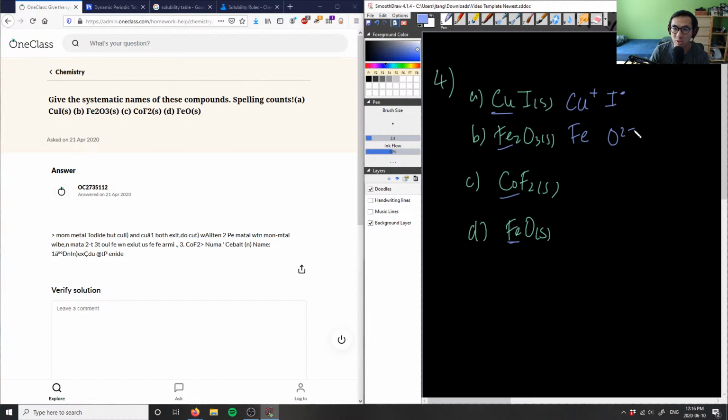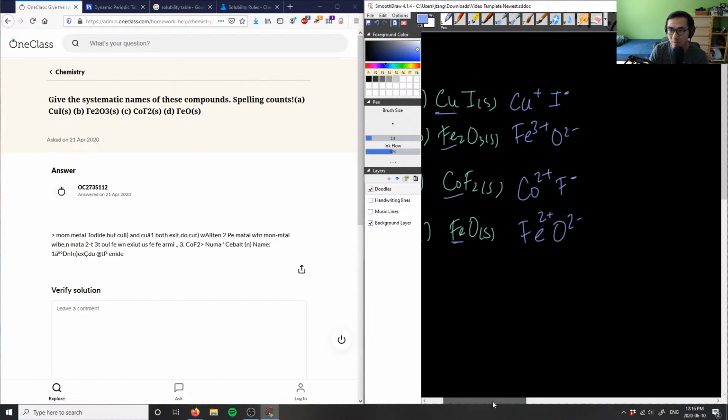If I have a 2 minus charge here, if I do the crisscross method, O3 would make a 3 plus on the iron, right? So I would have 3 plus here, and this would be 2 minus. For CoF2, I have F minus here, and this F has a coefficient of 2, so therefore cobalt should have a charge of 2 plus. And then FeO, O here has a charge of 2 minus, which means iron has a charge of 2 plus.